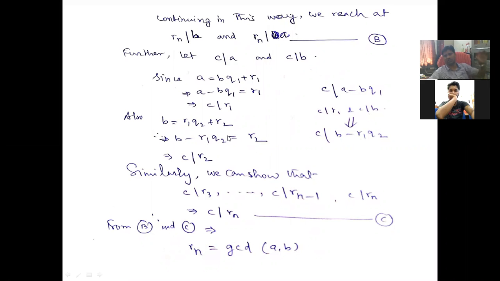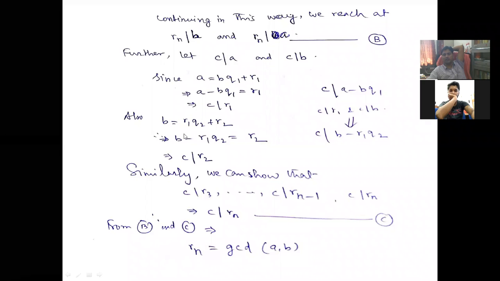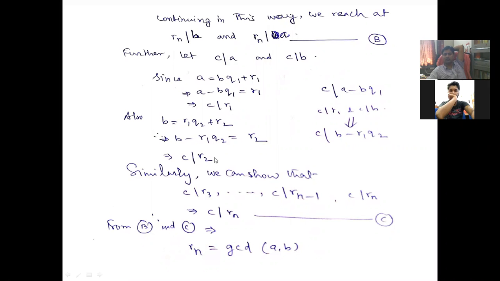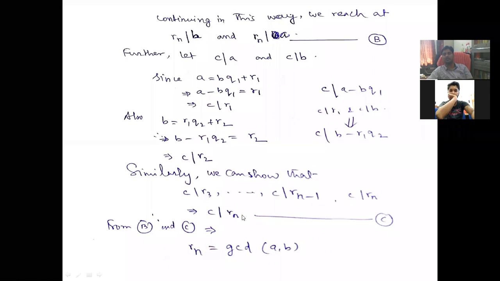Similarly C divides R2. Look at all these earlier equations; the value of R2 came from there. Because C divides B and C divides R1 Q2, C also divides their difference, which is equal to R2. So C divides R2. Similarly we can show that C divides R3, C divides Rn minus 1, C divides Rn. So this implies C divides Rn, from A and B.